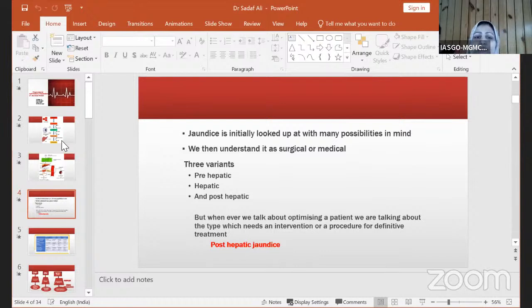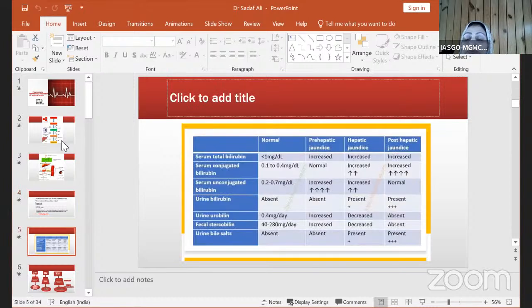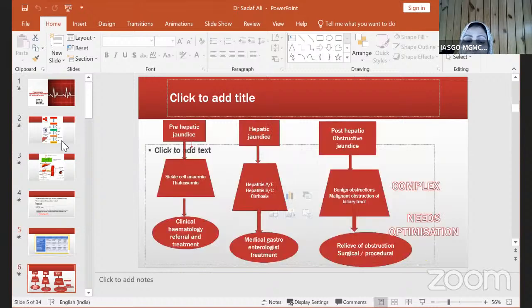we look at a jaundice patient with many possibilities in our mind, and then we tend to put it into the misnomer of surgical or medical jaundice. But basically, there are three variants: the pre-hepatic, hepatic, and the post-hepatic. And whenever we talk about optimizing a patient, we are by and large talking about those patients who need an intervention as a part of definitive treatment. And these are the post-hepatic jaundice patients, wherein you have a dominantly increased amount of conjugated bilirubin with presence of bilirubin in urine as well as bile salts.